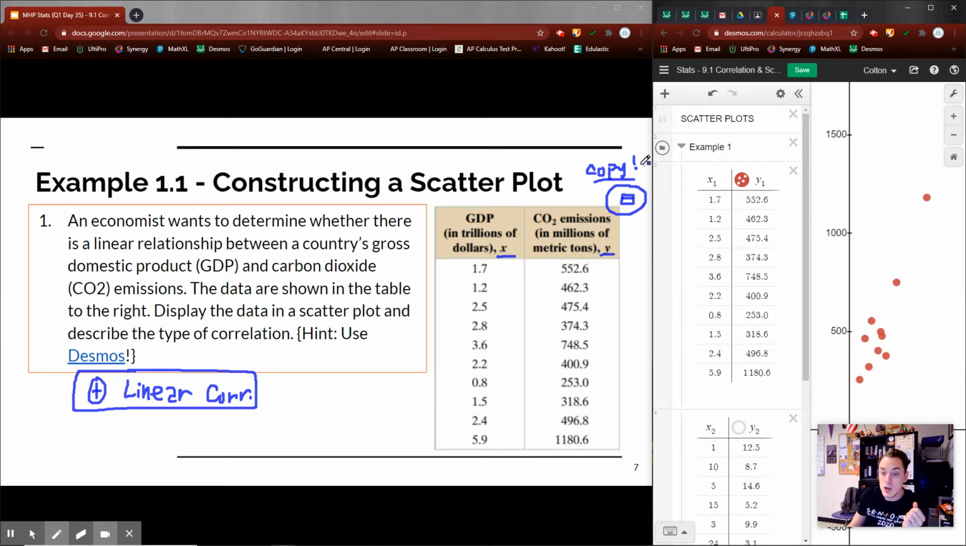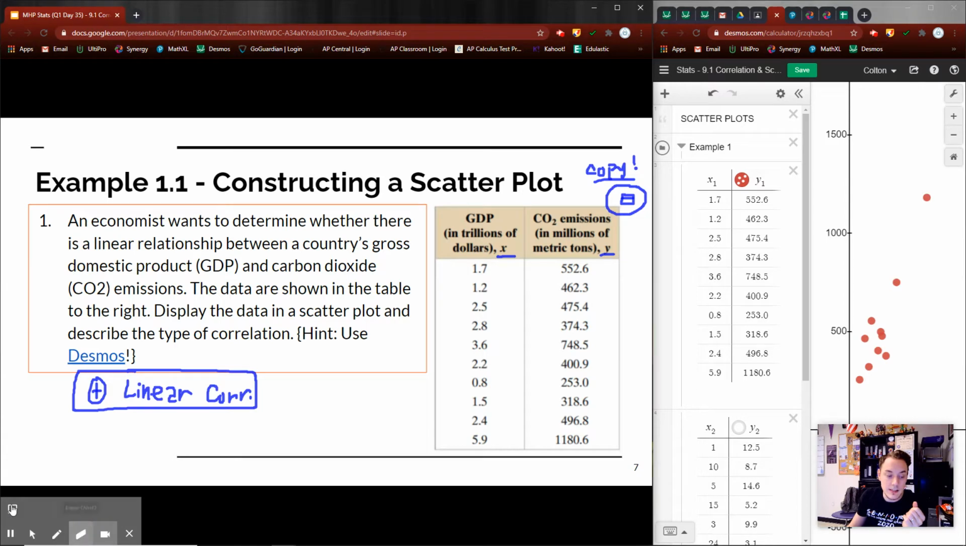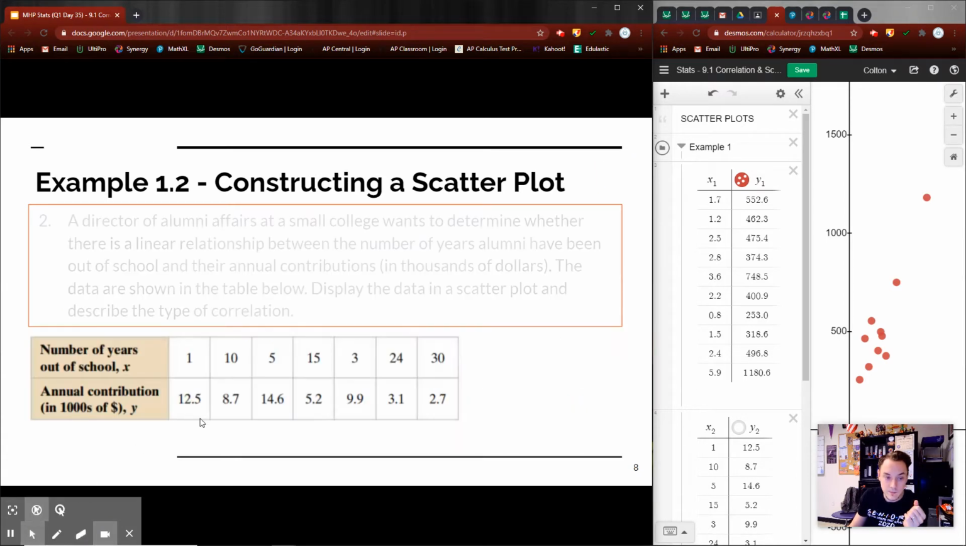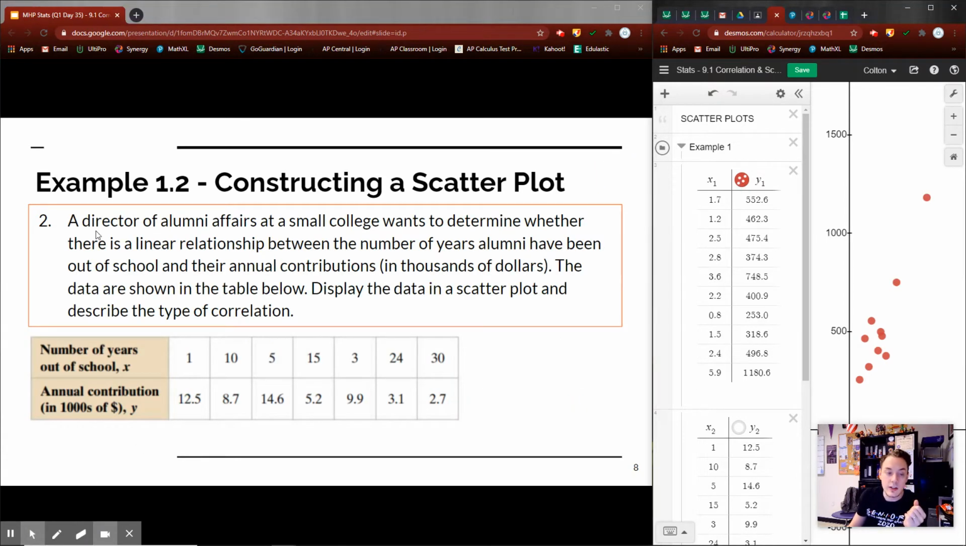Awesome. So let's erase this. Let's move on to our next example and go a little bit faster here. A director of alumni affairs at a small college wants to determine whether there's a linear correlation or linear relationship between the number of years alumni have been out of school and their annual contributions in thousands of dollars. The data are shown in the table below. Display the data in a scatter plot and then determine the correlation.